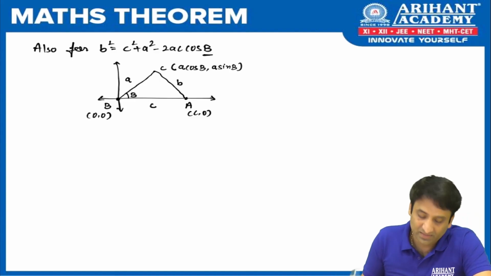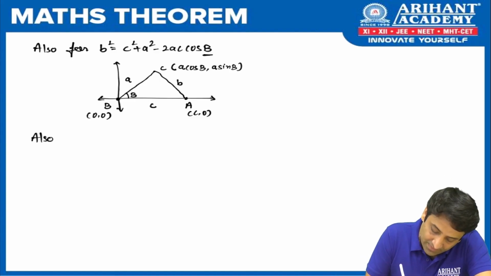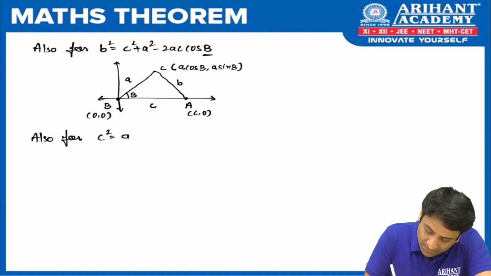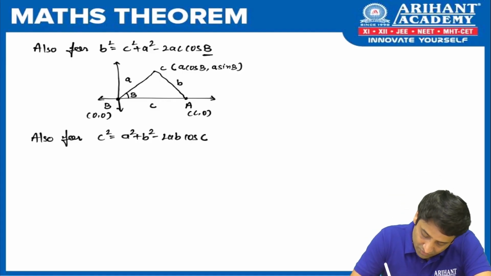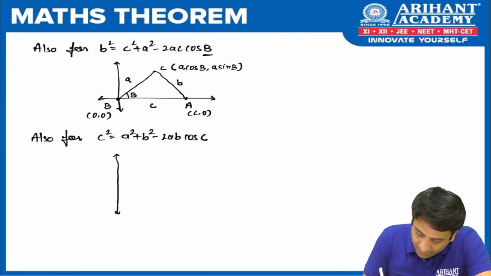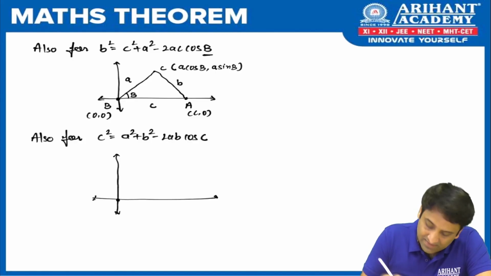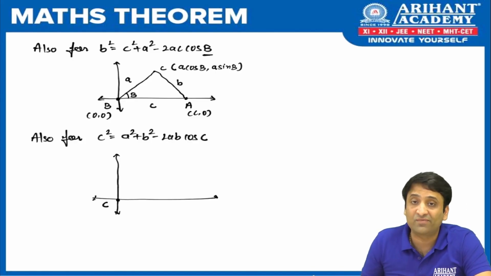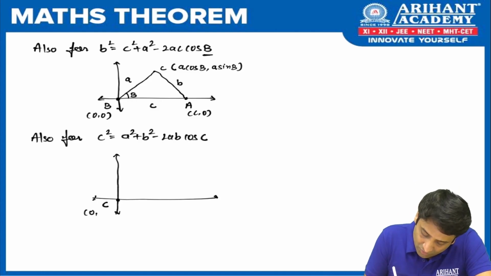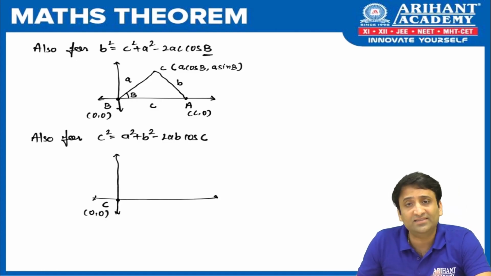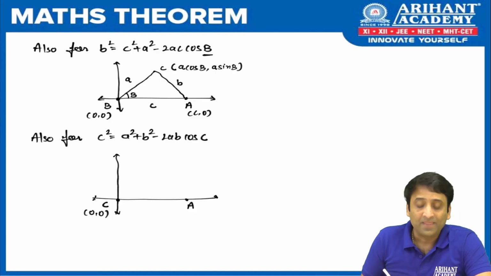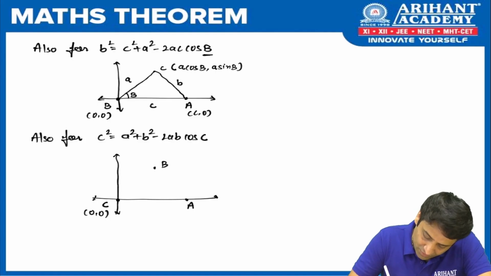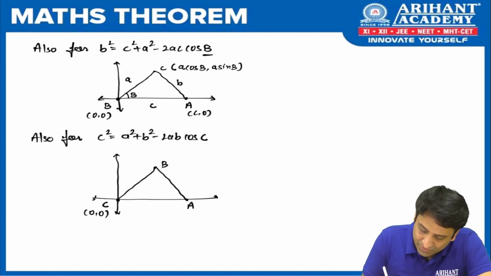Okay, also, let us make a diagram for the third result as well, for c square equal to a square plus b square minus 2ab cos C. Now let us draw the diagram for this also. Tell me which point will be at the origin? Yes, you are right, C will be at the origin. Why? Because we are proving for cos C. So the coordinate of C is 0,0. Which point will you take on the x-axis? You have a choice, you can put A or B. I will put A here. And B will come anywhere in the quadrant. So I have joined it.